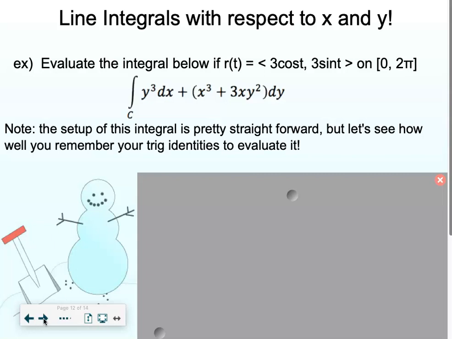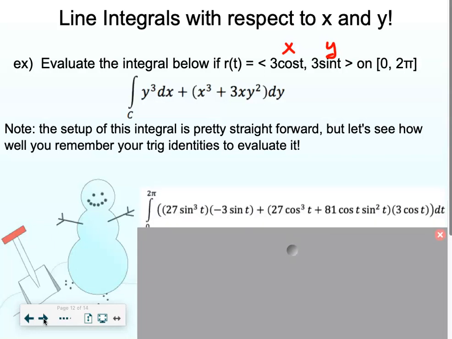So anyway, suppose you think of this as kind of like your f, and here's your r of t, and we're going on the interval from 0 to 2 pi. If we want to stay in terms of x and y, remember that this is your x and this is your y. Now you could go ahead and do your replacement and figure it out.